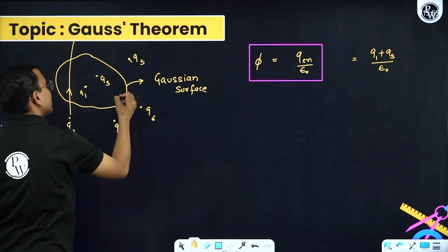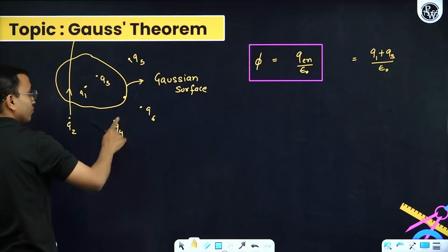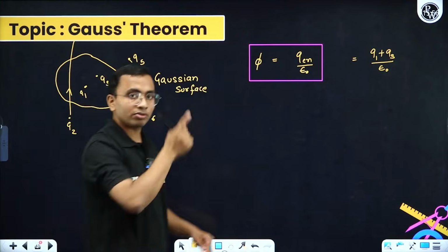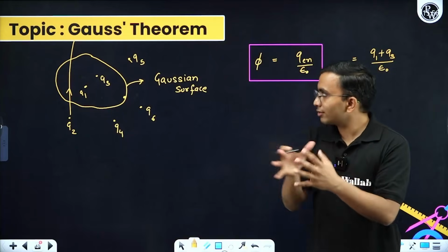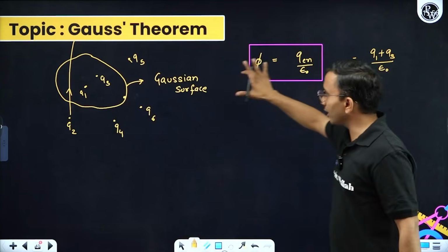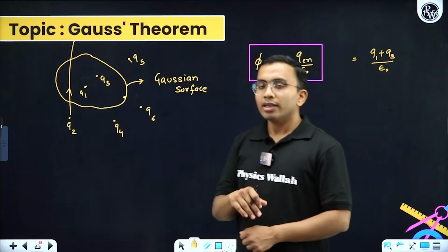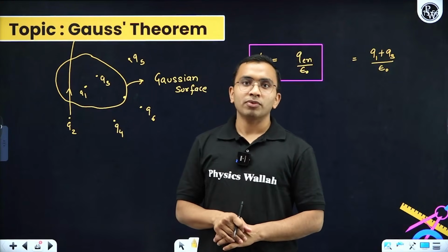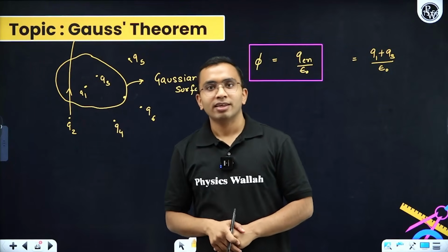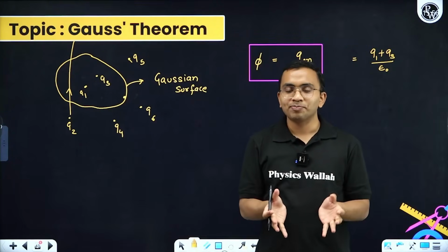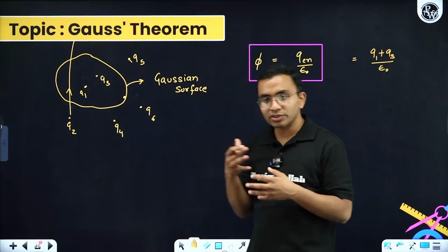If you have to find field at some place, let us take at this point, you need to consider Q1, Q3, Q2, Q4, Q6, Q5. All these charges you have to consider when you are writing the field. But when finding total flux, just see what is the charge inside, Q enclosed divided by epsilon naught. Now using this Gauss law, you can also derive the expression of electric field when your Gaussian surface is symmetrical. You can take a symmetrical Gaussian surface to find electric field.